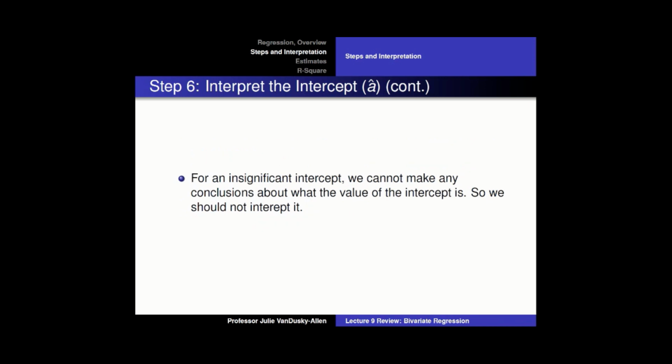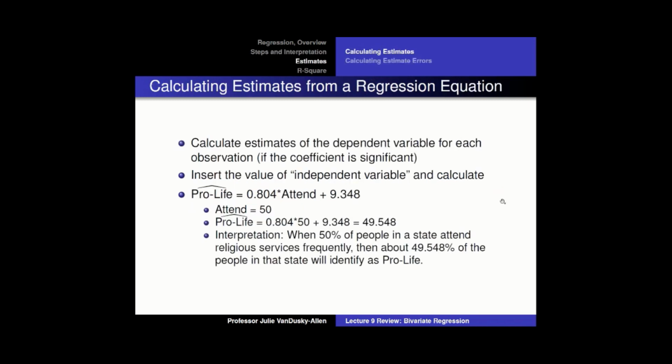Now, if you have an insignificant intercept, or A hat, you can't make any conclusions about what the value of the intercept is, so you just don't interpret it at all. Next, you can calculate estimates of the dependent variable for each observation using the regression equation. You should only do this if the coefficient is significant.